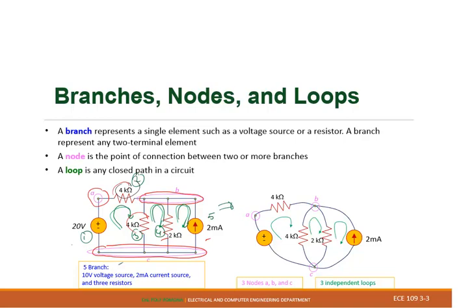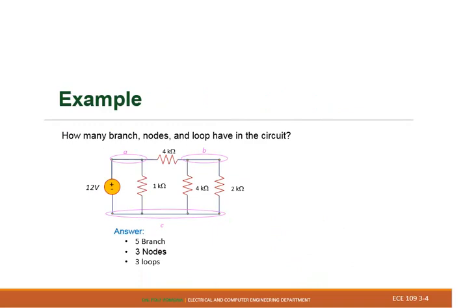We have one voltage source and one current source, included in the branches. We have A, B, and C nodes, and we also have three different loops, as we show in green. Let me give one example to make it clear.